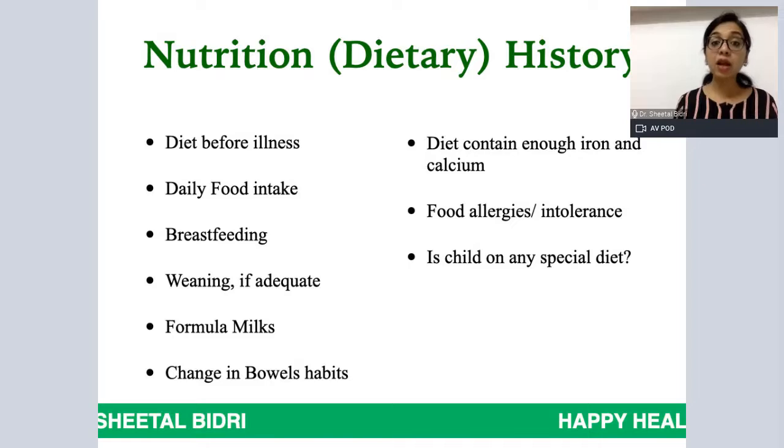And again, if the diet doesn't contain a particular vitamin or iron or calcium, that becomes important. And food allergies and intolerance. Some children nowadays are not tolerant towards, let's say, milk products, or towards any citrus fruit. So these things can give a hint towards a remedy also, and to know the underlying disorder in the child.